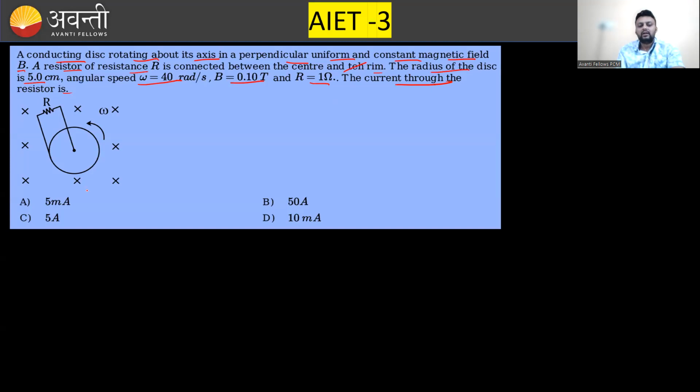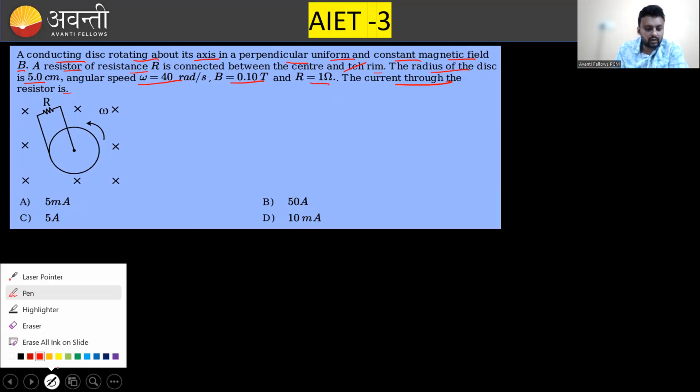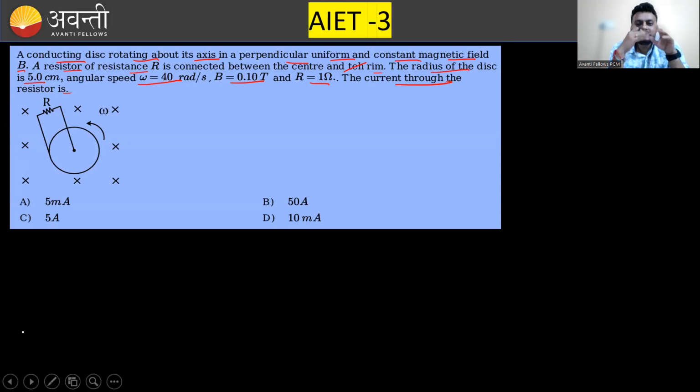Now you look at the diagram. This is the disk which is rotating. They are asking the current. When this disk is rotating, due to its rotation in the perpendicular magnetic field, some EMF will be induced across the center and the rim point. And through this potential, there is an external resistor connected. So a circuit will form, and some current will be there. So current in this circuit, I is equals to E by R. R is given, you need to calculate EMF.